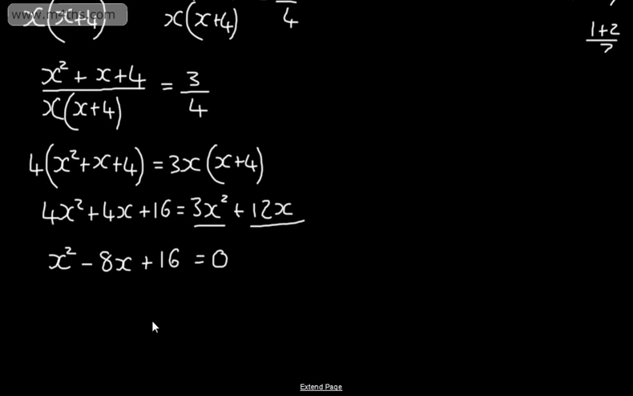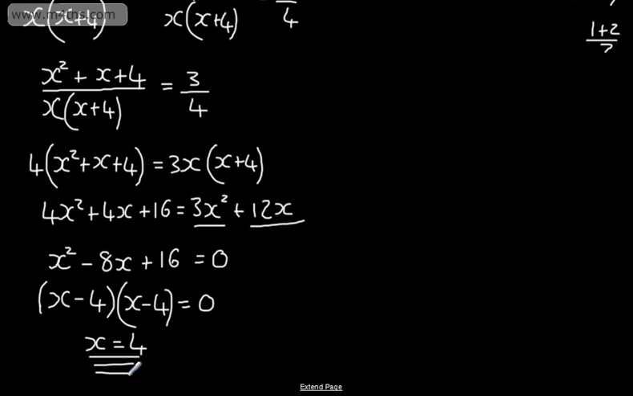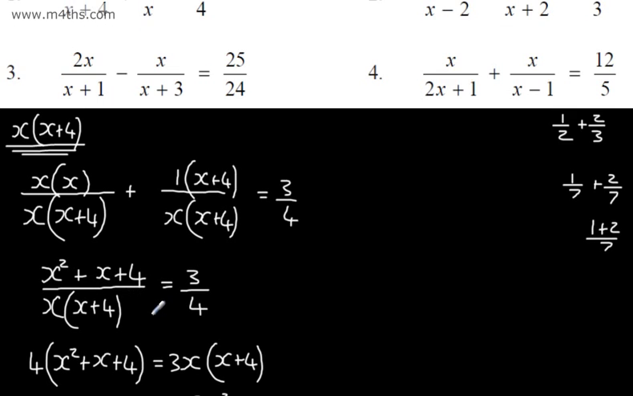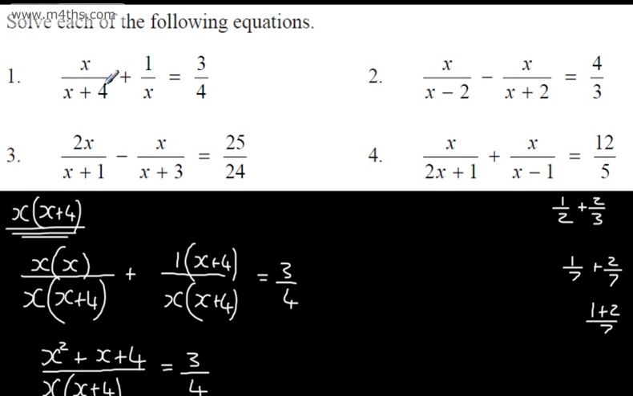This looks like it's going to factor quite nicely. We need two numbers that multiply to give positive 16 and add to give negative 8. That's going to be x minus 4, and then we'll have x minus 4, or if you like, x minus 4 squared. That will be equal to 0, so we can see that we'll have one repeated solution of x is equal to 4. If we wanted to go ahead and check that, let's go ahead and check that works.